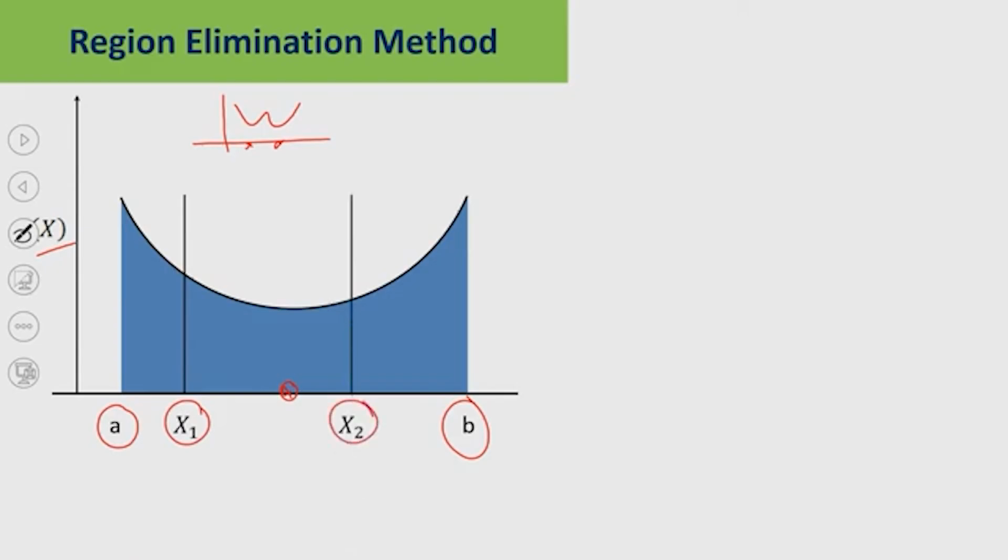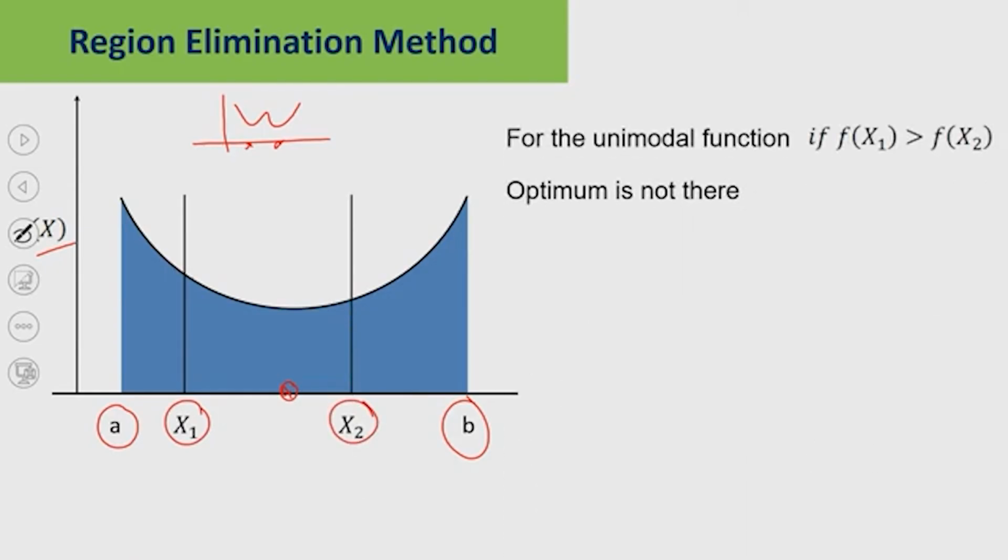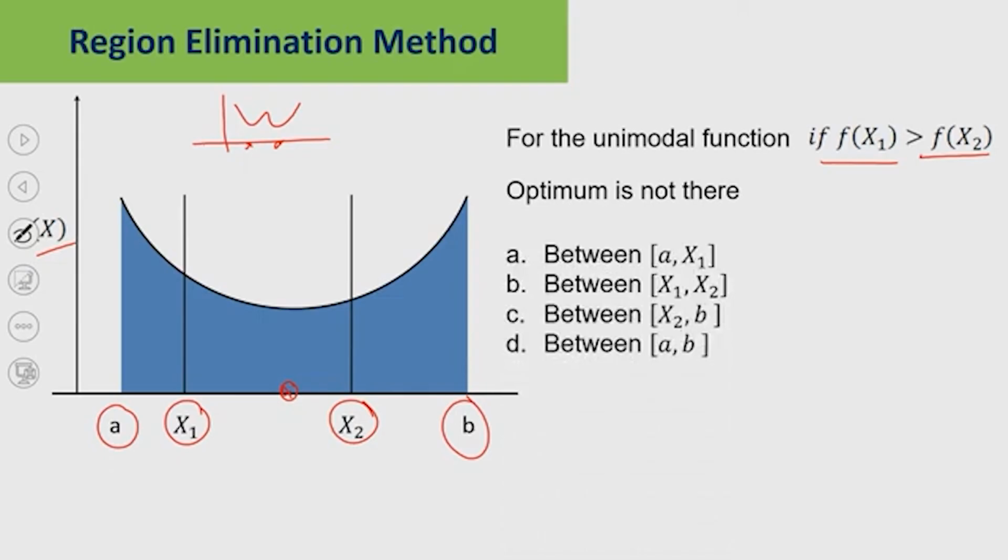So, this is a unimodal function, and now for this particular function f(x), if I take 2 points x1 and x2, and f(x1) is greater than f(x2), which of these options is true? Optima is not there between a and x1, optima is not there between x1 and x2, optima is not there between x2 and b, and optima is not there between a and b. So, there are 4 options.